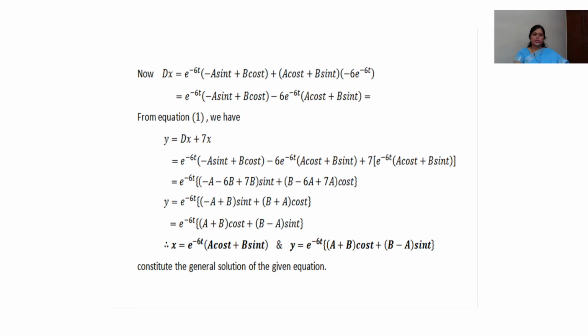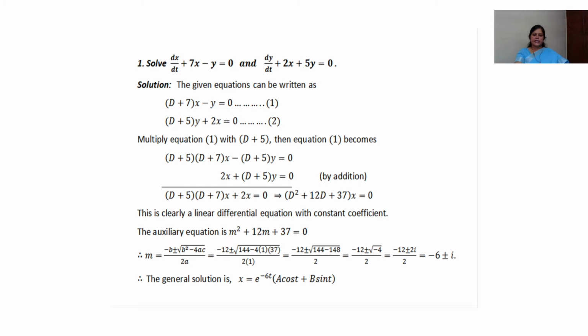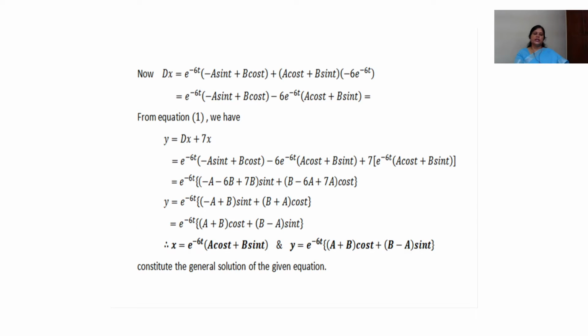So from equation 1, we have y is equal to Dx plus 7x. If you rearrange equation 1, y is equal to Dx plus 7x. So we need the Dx value, that's why we are first finding Dx. The x value we know from the previous slide: x is e to the power minus 6t into (a cos t plus b sin t). Now we are going to differentiate this with respect to t, which gives us Dx.